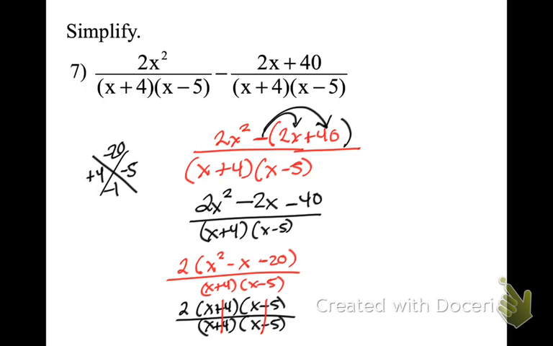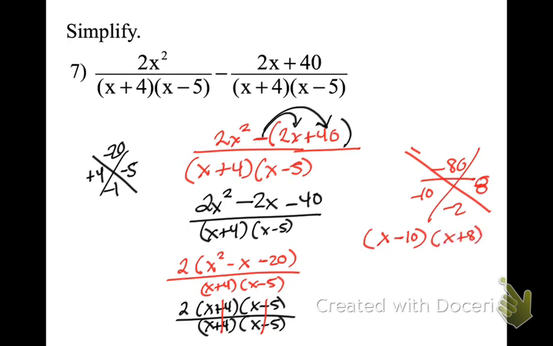So like if we did that, what multiplies to negative 80 and adds to negative 2? So then you're getting, okay, x minus 10 times x plus 8. And then you have to divide it by 2. You get x minus 5.